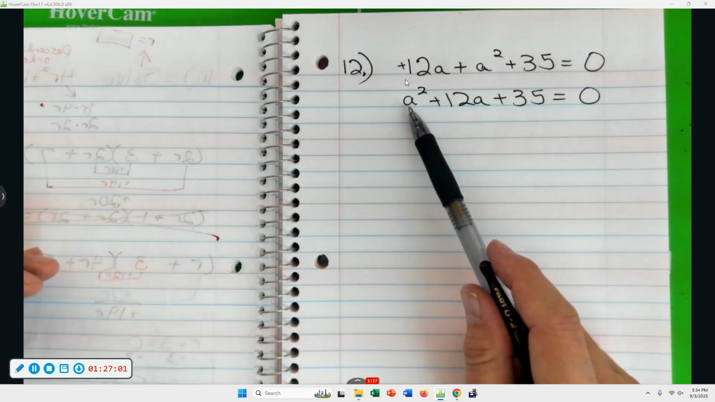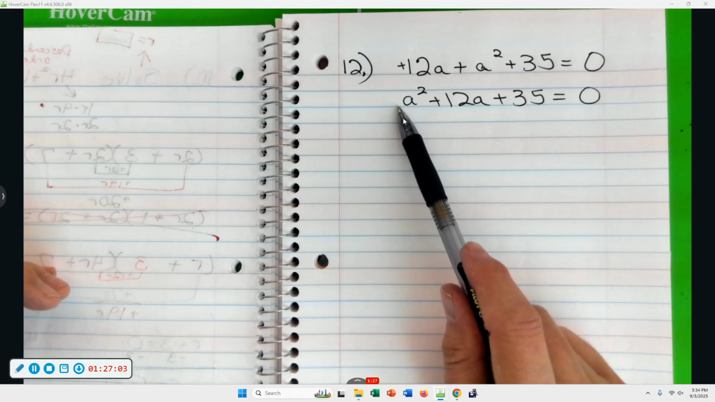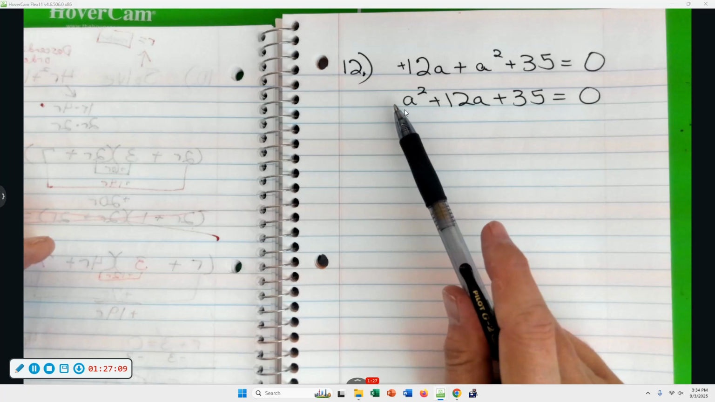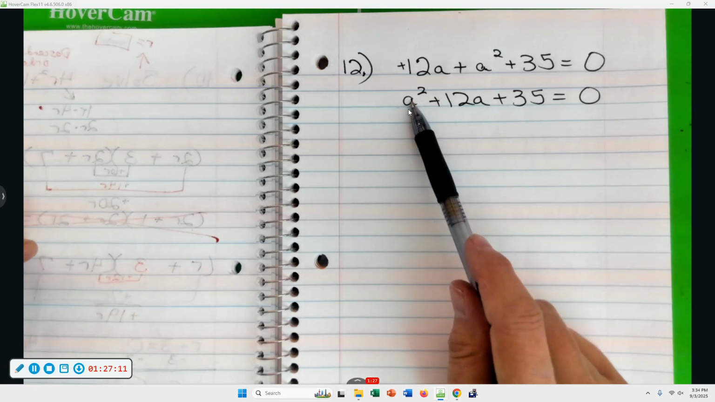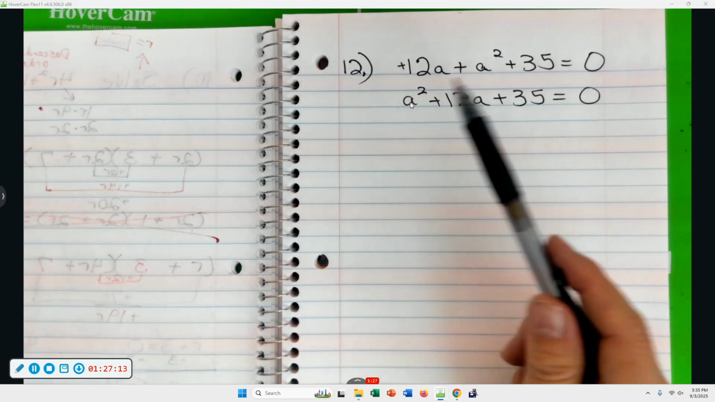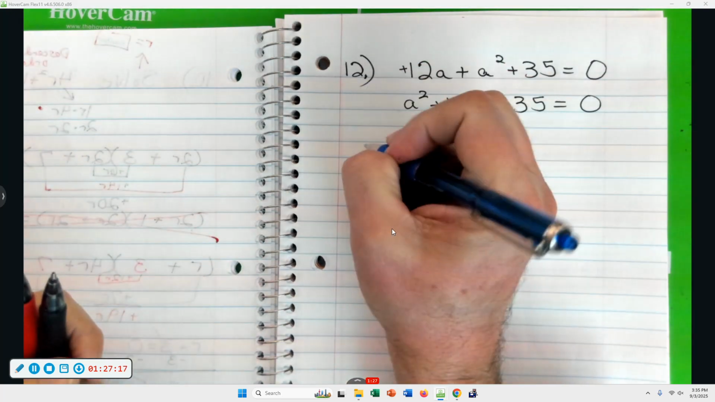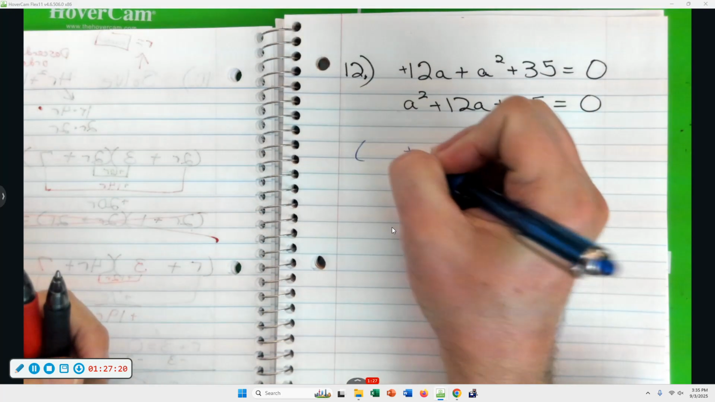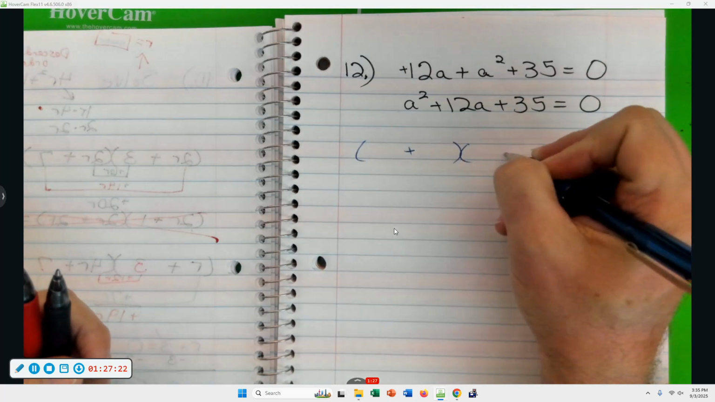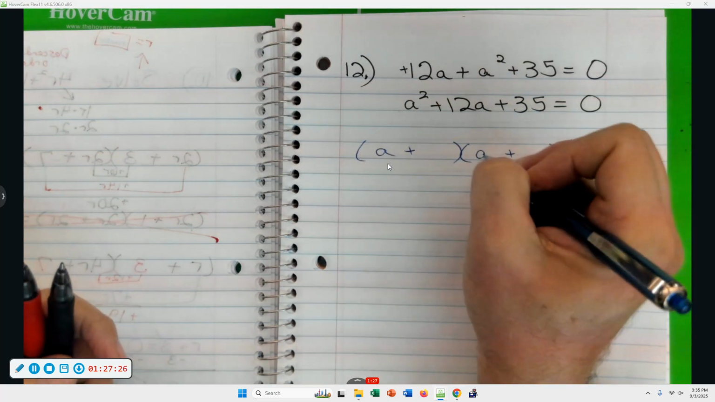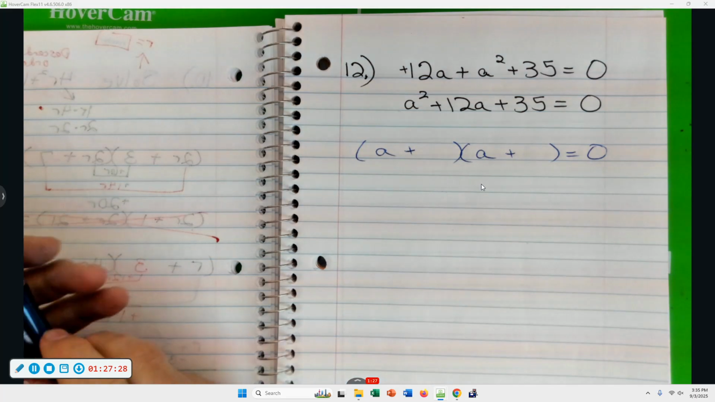There's something else that's really nice here. What's the leading coefficient? I don't see a number in front of a squared. What do we assume it is? 1. That's a simple trinomial because it's simple to fill in the first spot: a times a, 1 times 1. We know when we're factoring this, we're going to have pluses. And the only possibility is 1a times 1a for the first spot.